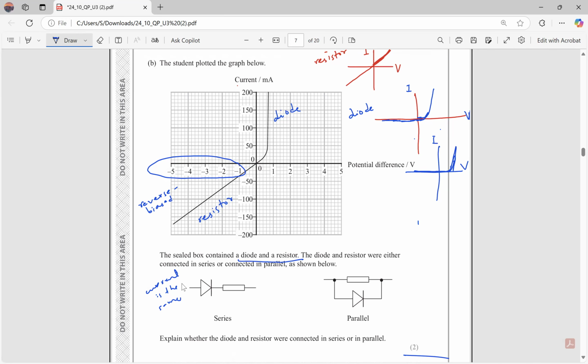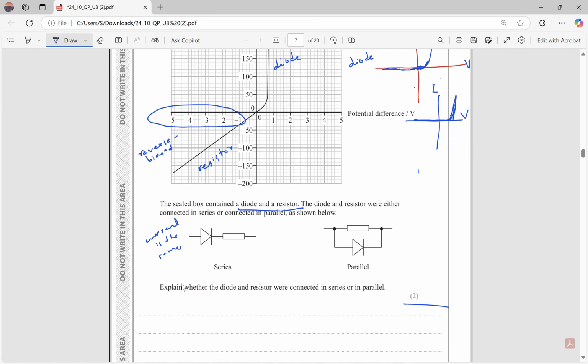That's the first thing. So we'll write it down here that the graph in the reverse biased region looks like that of a resistor.